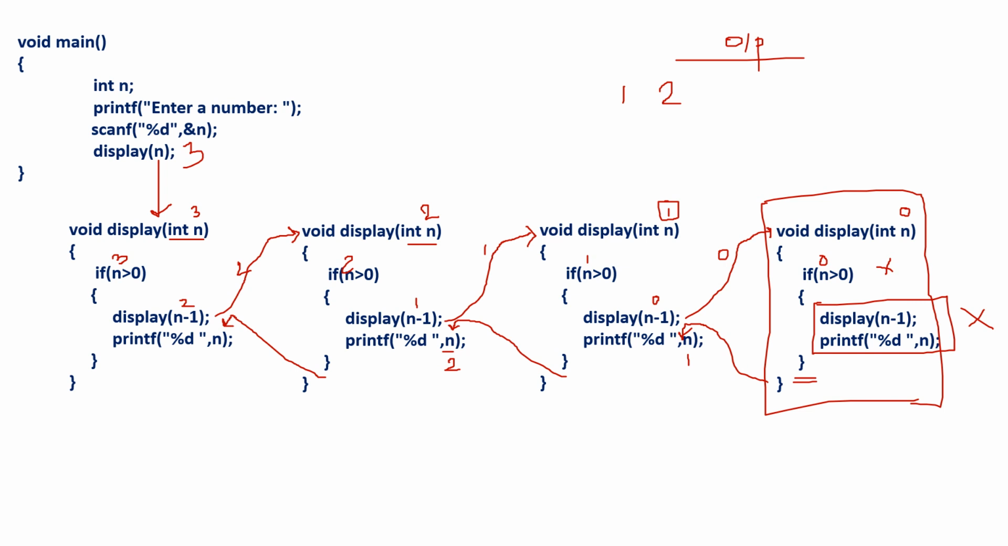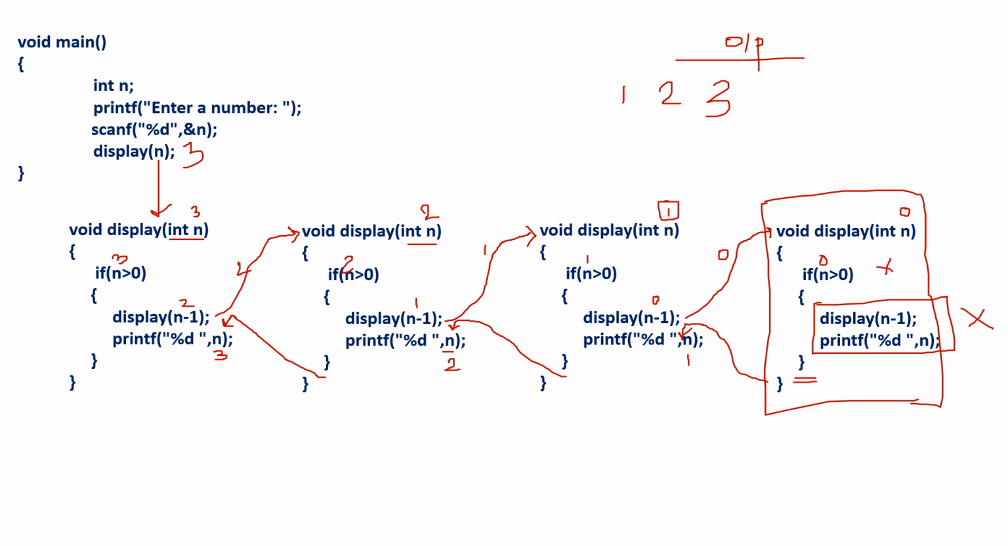Now control comes here and it will execute the remaining statements. Now what is n value in this function? The n value is 3. That's why we get output 3. In this fashion, the recursive functions are executed in the program.